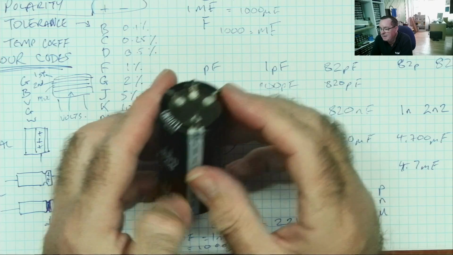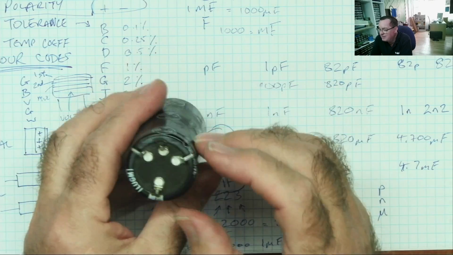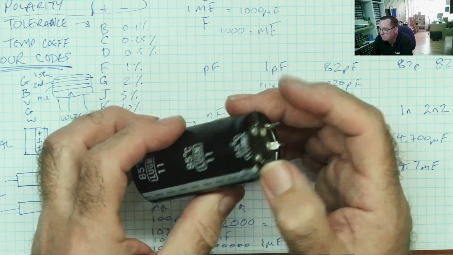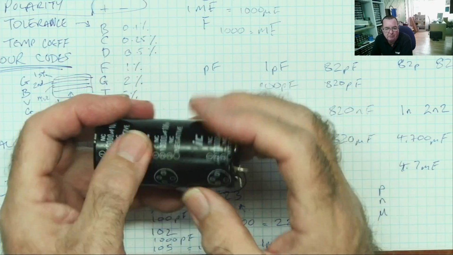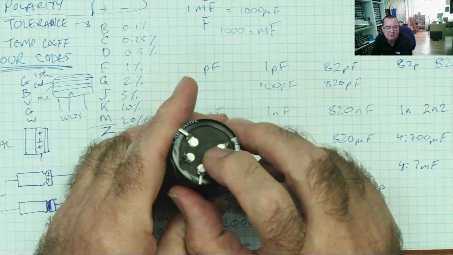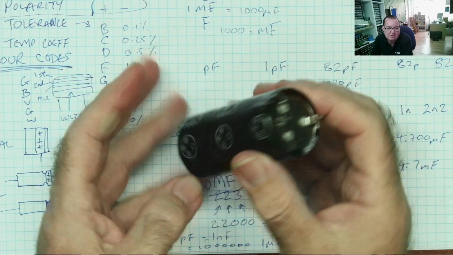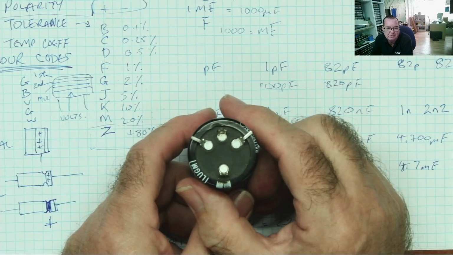So you may find that if you're looking at vintage stuff, and you may also find capacitors like this with two terminals, no actual marking for the polarity on the printing, but one of the terminals is red and one is black on the little stud. So the red is the positive. So that's another thing you might come across if you're looking at vintage equipment.